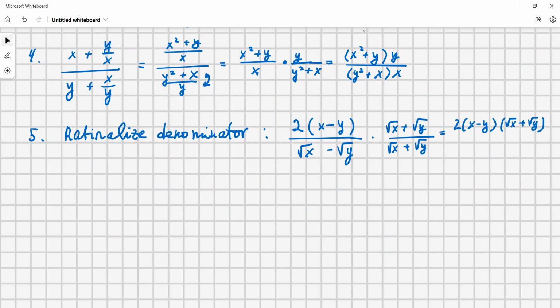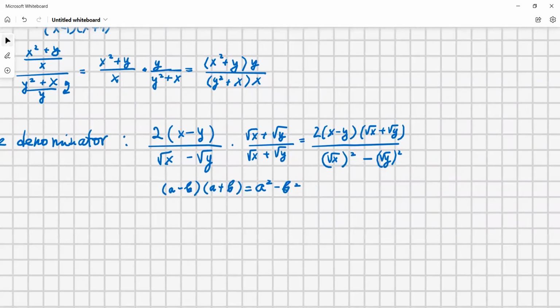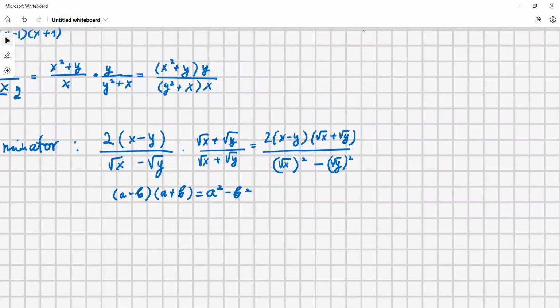In the denominator, we are going to use the formula (a minus b)(a plus b) equals a squared minus b squared. In our case, a equals square root of x. So I'm going to have a square root of x squared. And square root of y is going to make our b, right? And that's going to be minus square root of y squared. Well, now we know that when we square something and extract the square root, we are going to get the very same expression.